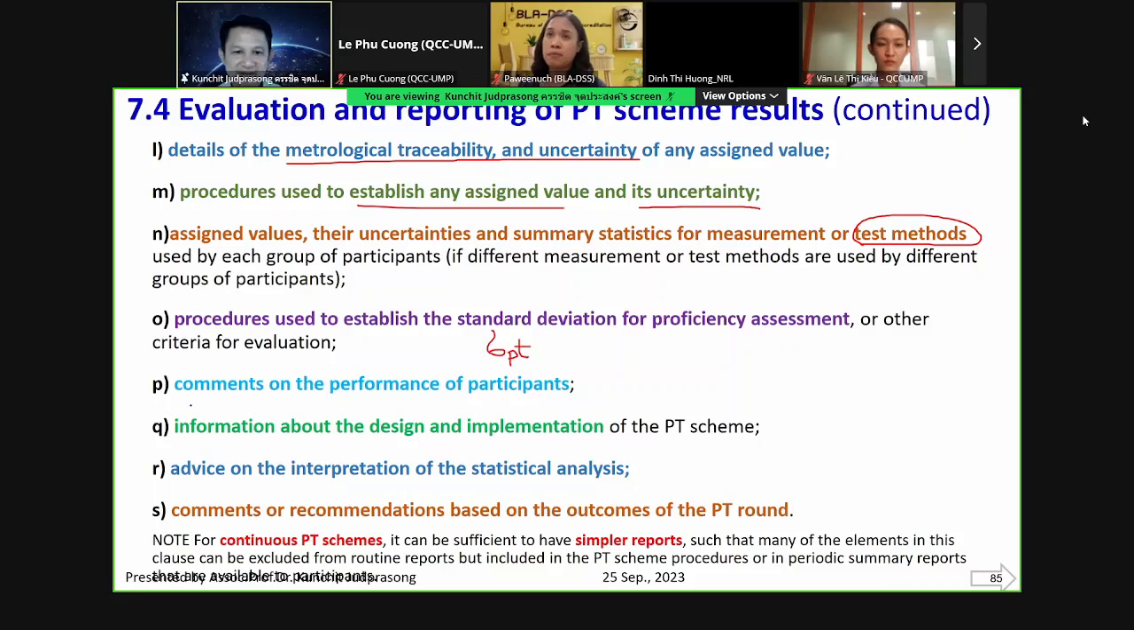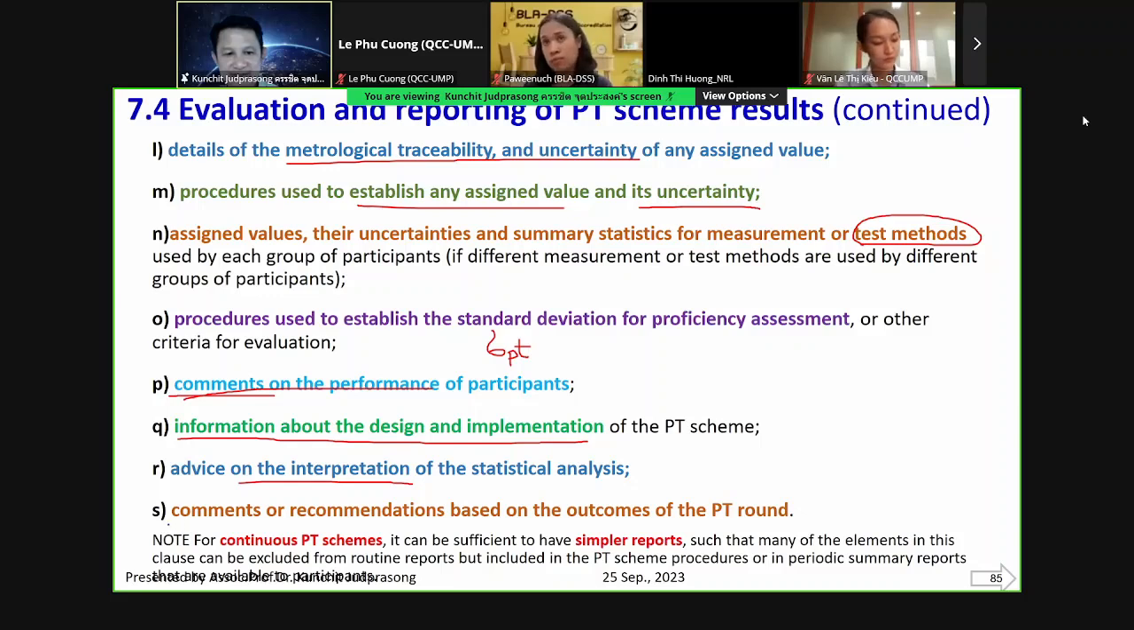Comment on the performance. This is like the responsibility of the PTP. You have to comment on the participant's result. Information about the design. This is sometimes very difficult to do, when we have a design, in which the information that we have, we have to provide in the report. The advice on the interpretation of the statistical analysis. So usually we have, let's say, t-score less than 2, it means one thing; t-score between 2 and 3, it means another. We have to have the interpretation of statistics.